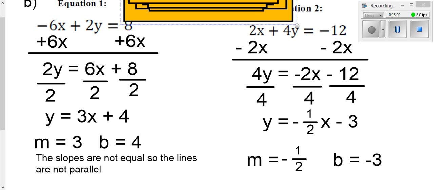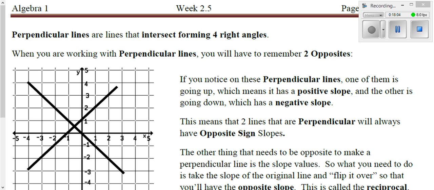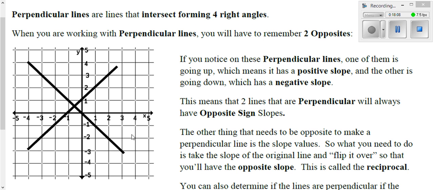All right, I hope that's easy for you. The next part's a little bit tougher, a little bit different: learning what perpendicular lines are. Perpendicular lines do intersect, and they intersect at 90-degree angles. That's what's special about them. Now, what's true about the slopes here?